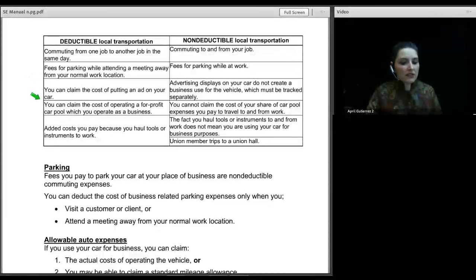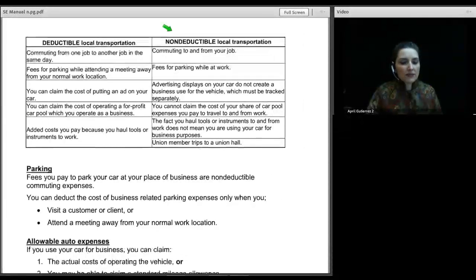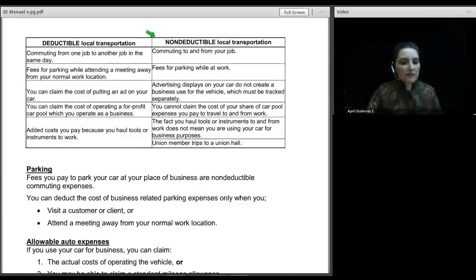You can claim the cost of operating a for-profit carpool, which you operate as a business, and you are also allowed to claim added costs you pay because you haul tools or instruments to work. Non-deductible costs. You are not allowed to claim the cost of commuting to and from your job. You are not allowed to claim costs for fees for parking while you are at work.